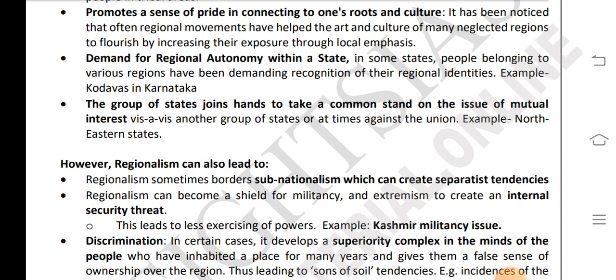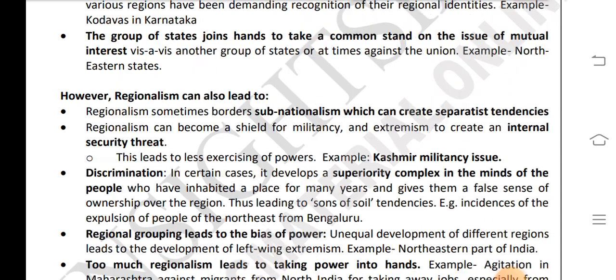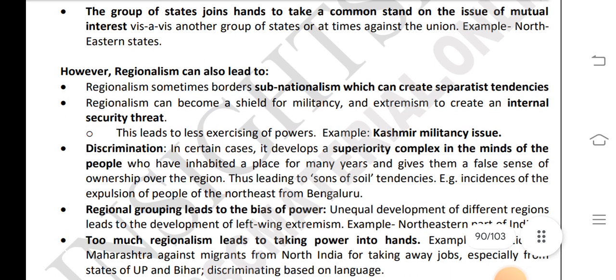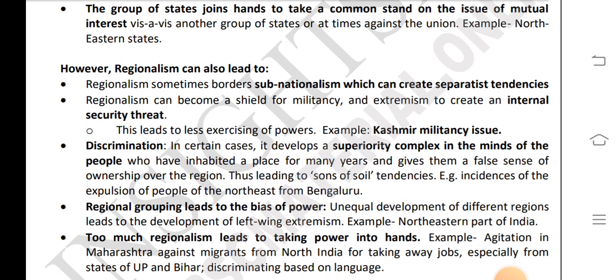It has been noted that often regional movements have helped the arts and culture of many neglected regions to flourish by increasing their exposure through local emphasis. Demand for regional autonomy within other states: in some states, people belonging to various regions have been demanding recognition of their regional identities.